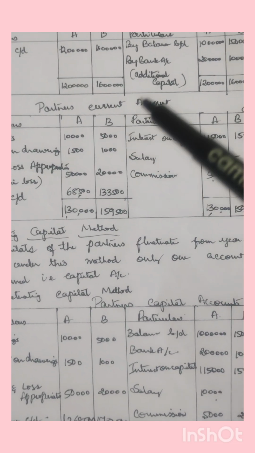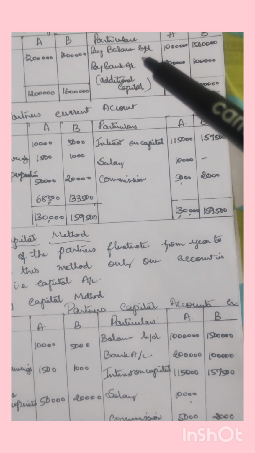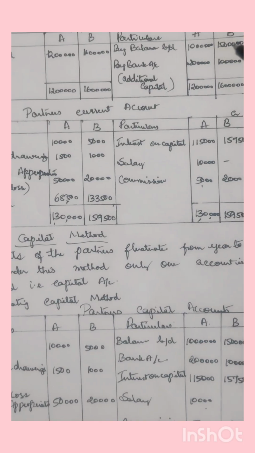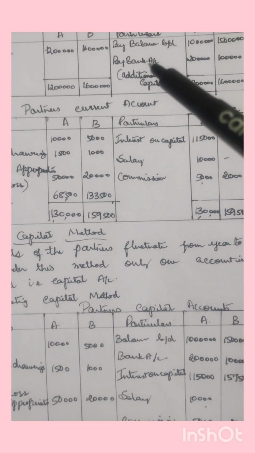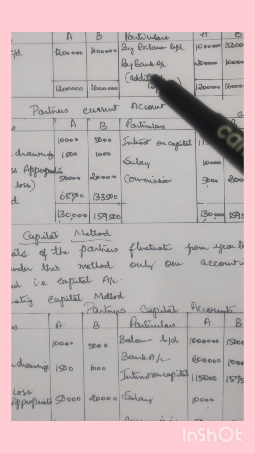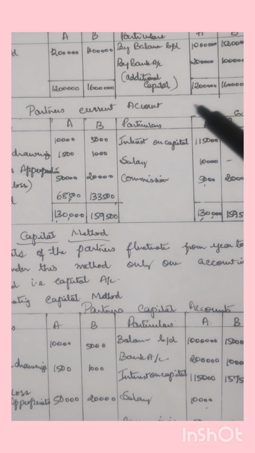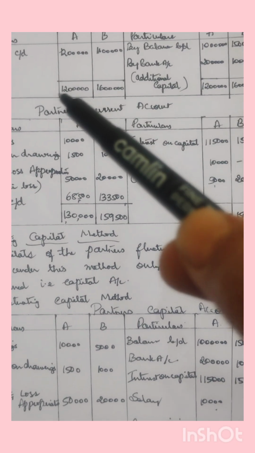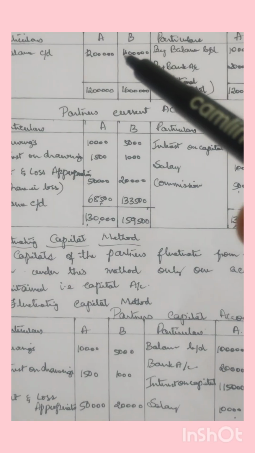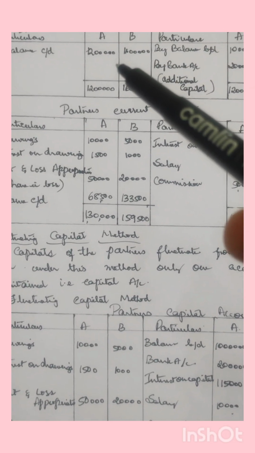So based on the question, we will see the balance brought down, that is, the capital amount contributed by both partners. Their additional capital that is introduced on July 1st also has to be credited. Finally, it has to be totaled, and the same total written under the debit side. So that is the closing balance. This is how the partners' capital account has to be closed.